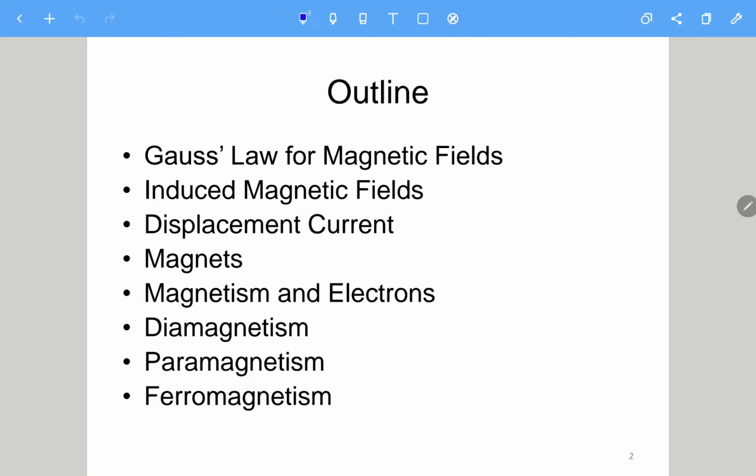So actually in chapter 29, when we talked about the Ampere's law, we only had one term on the right side, which is the enclosed current within the Ampere loop. But for the complete Ampere's law, which this textbook calls the Ampere-Maxwell law, it includes another term, and that term corresponds to the displacement current. So here we will also talk about this displacement current.